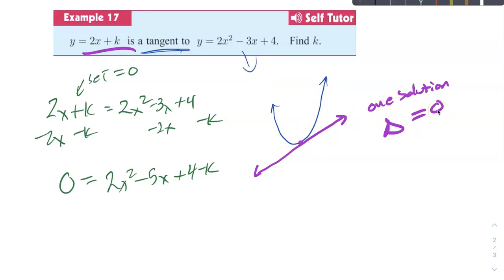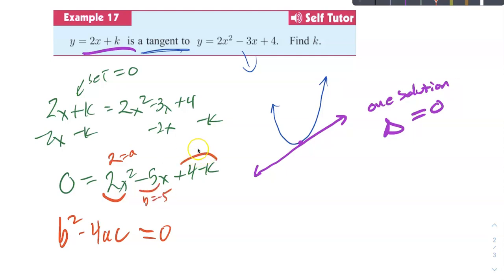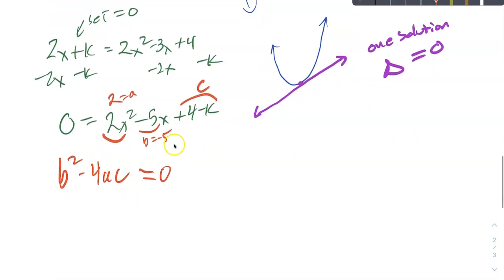So what's my discriminant? b squared minus 4ac. And since it has one solution, I know it equals 0. And that's how we're going to solve this. Because the discriminant doesn't need x and y. All I need is the coefficients. So my a is 2. My b is -5. And my c is the constant term, the thing without an x. That's all of this.